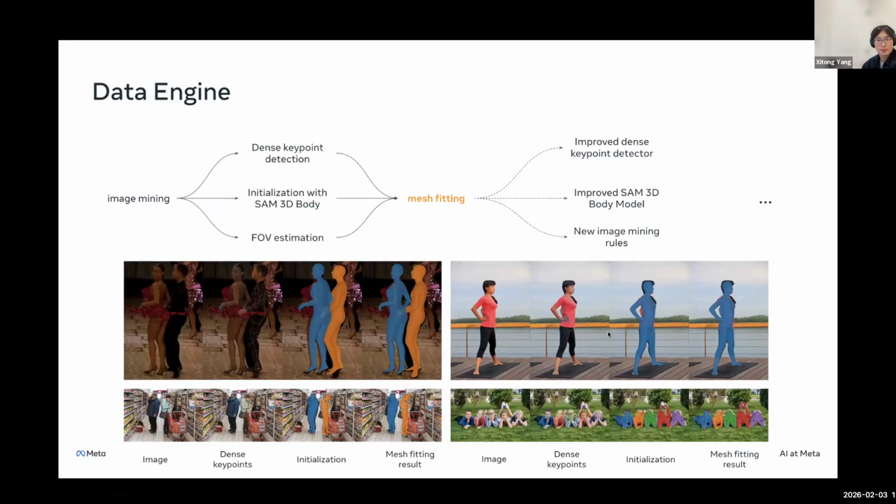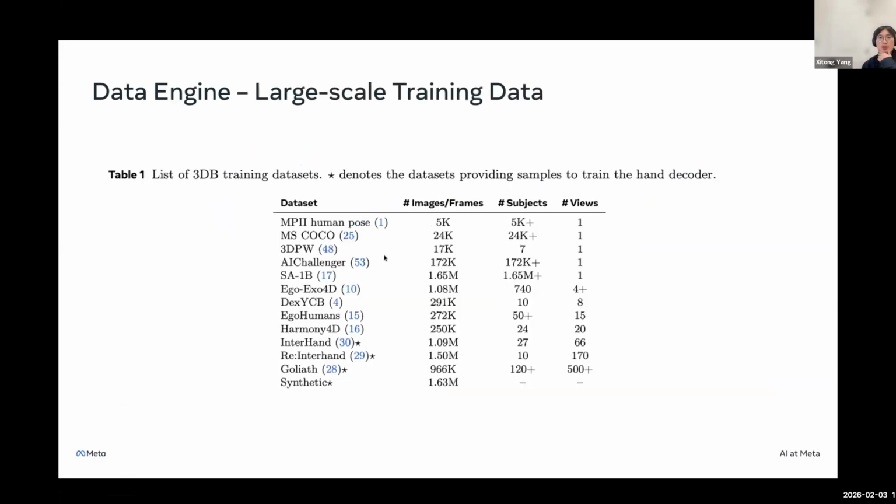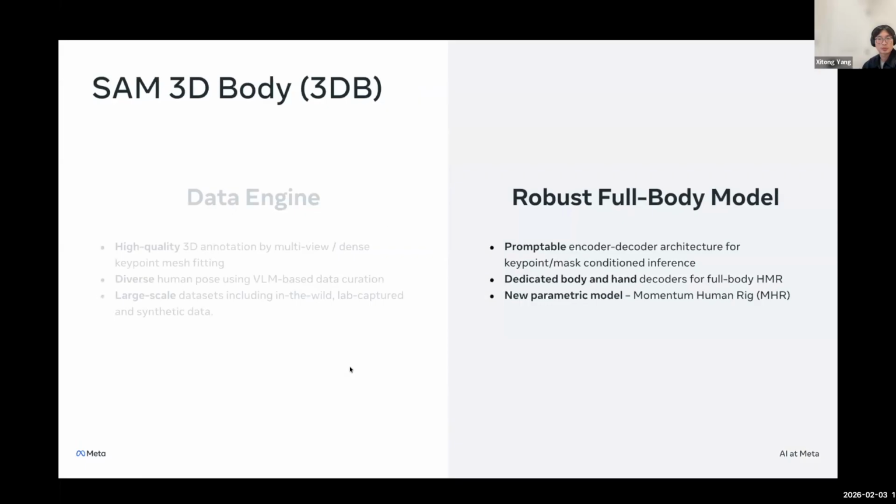So this is the training data we use for our model. I think it's also in our technical report. We have over 7 million images paired with the 3D annotation. And we also have some data that is used for hand pose training as well, so this includes both body and hand pose estimation. So this is the data side.